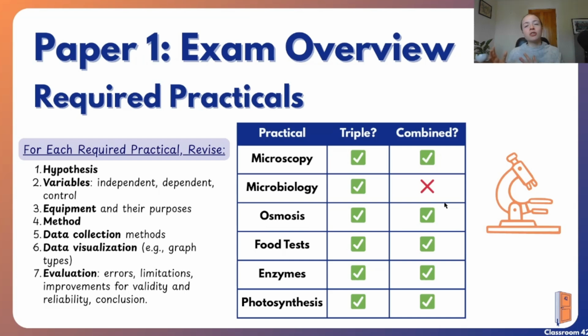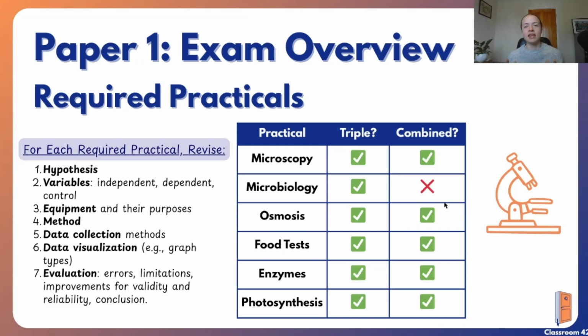There could be other practicals which are similar to the practicals that you learnt about, but these are the main ones which you should really have an understanding of the hypothesis of, the variables, so your independent, dependent and control variables, your equipment and their purposes. So these will be the main ones, but you also can't forget things such as goggles, heat-proof mats, beakers, things like that. And then you've also got to have an understanding of the method.